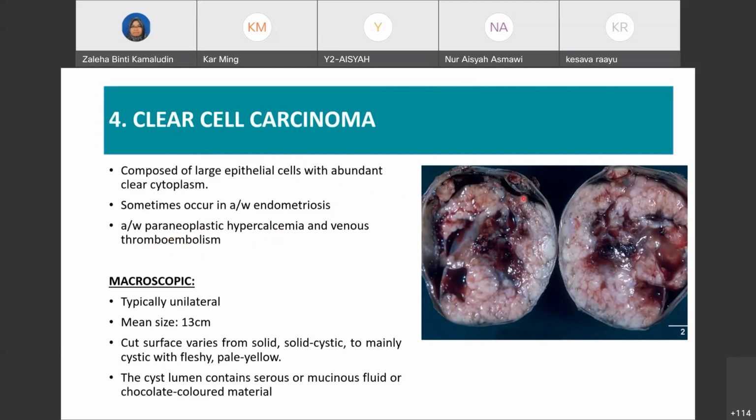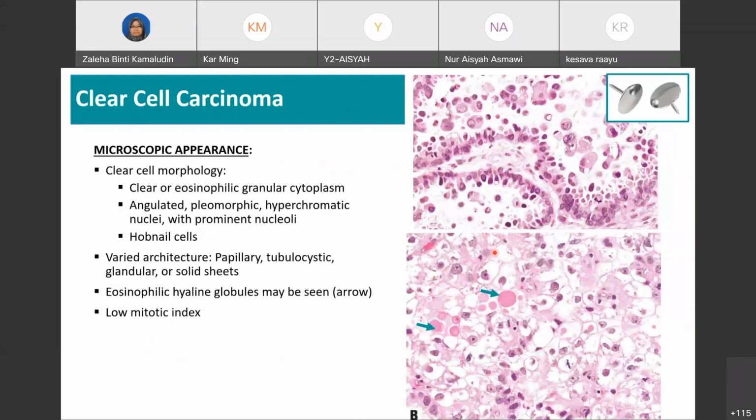And how is the appearance of this clear cell carcinoma? Sometimes it's quite difficult to differentiate it grossly, so we have to confirm it by microscopy. But typically this tumor is unilateral, and the size is about 30 centimeters. The cut surface shows a solid area, the whitish area, and this is the cystic area with evidence of hemorrhage within. And this is the histology of the clear cell carcinoma.